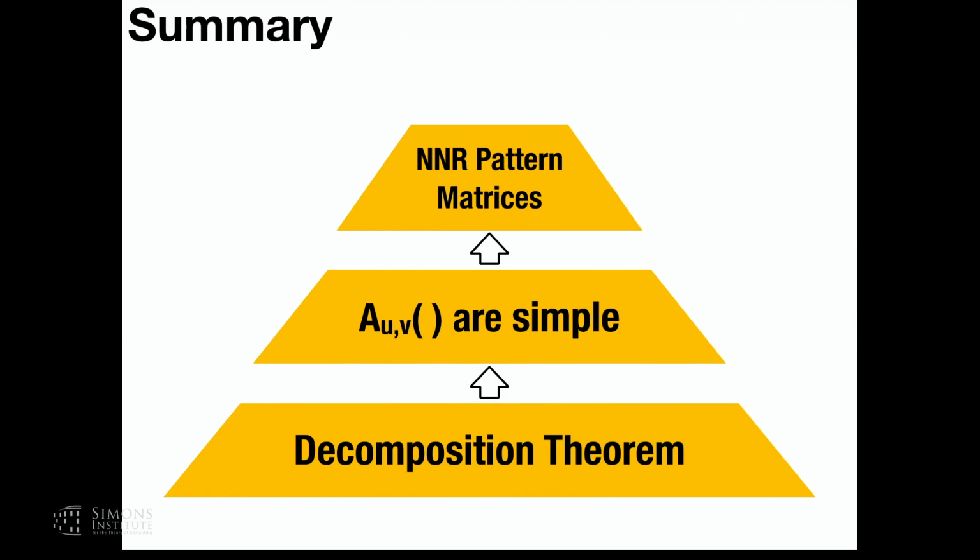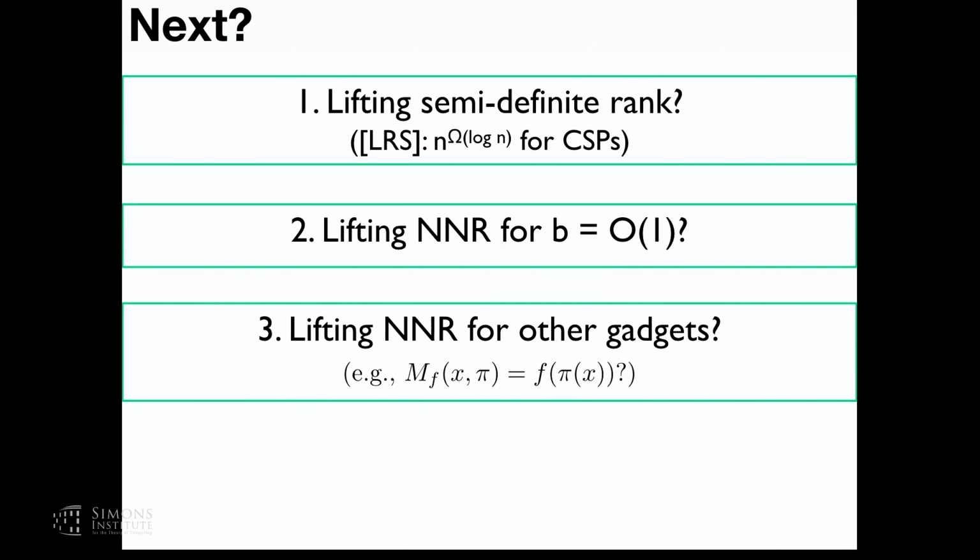Okay. Here's the outline again. We have the decomposition theorem, which we can show that these functions AUV are simple, from which we can show a lower bound on the non-negative rank of pattern matrices, from which we get the CSP lower bounds. Okay. So let me finish with some open problems.